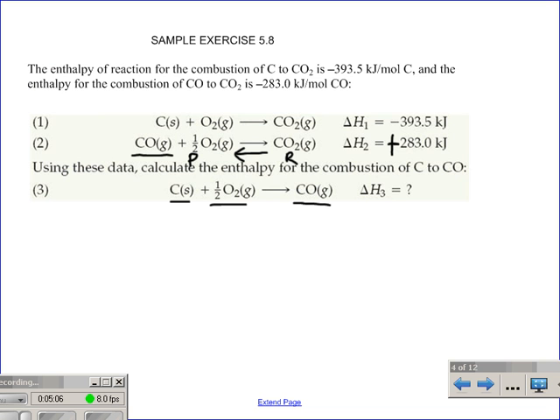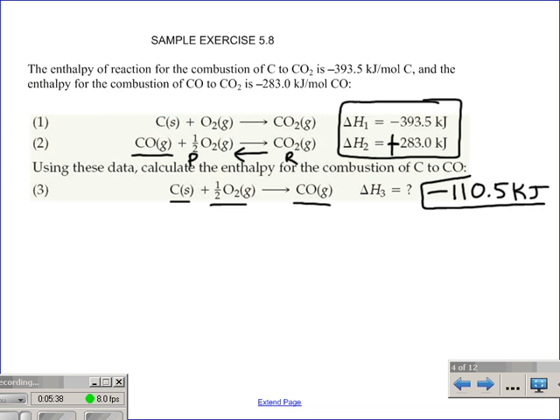So if you're confident in what you've done and you're like, okay, I think I've done the right thing, at this point, you just have to add these two things together and it will give you the overall delta H for that reaction. So when I add those two together, I get negative 110.5 kilojoules. And that is my answer. So all that work for that little answer.